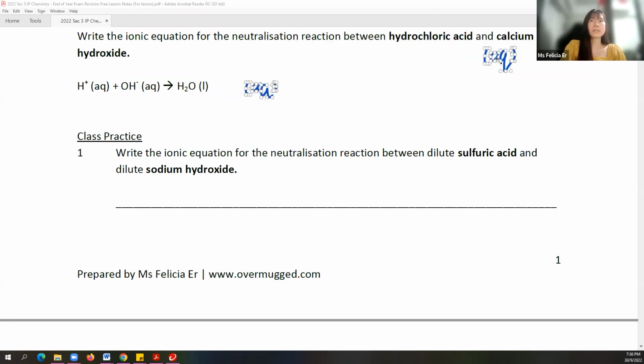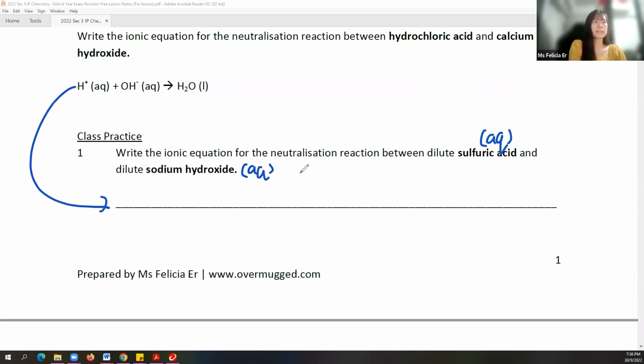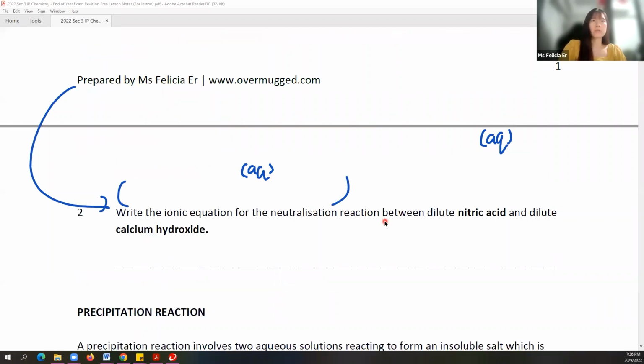So can you just copy this equation in? Yeah, just copy this equation in. So this will be the answer. And so for neutralization, it's very straightforward. Can do it very fast.